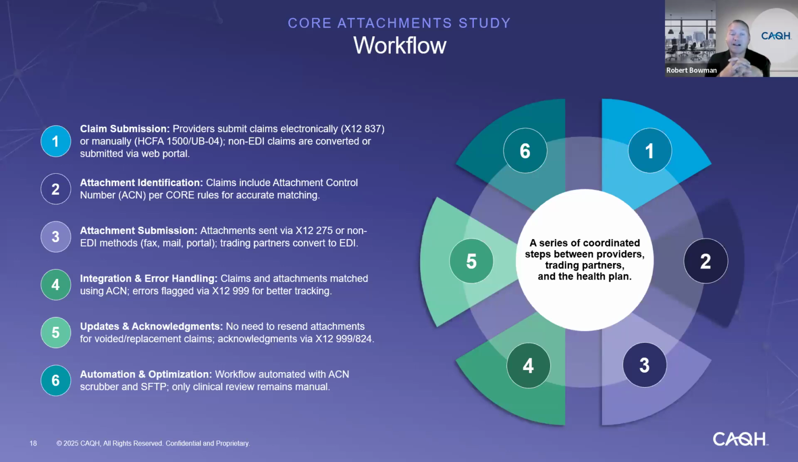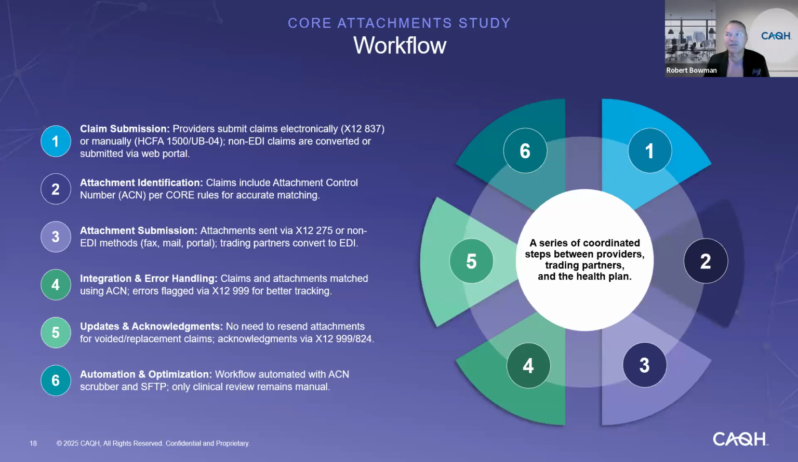Lastly, the automation optimization component: the workflow was automated with the ACN scrubber, and only clinical review remained manual. So they were able to completely automate the receipt of the claim, obviously, and the receipt of the 275, match them up, and then deposit them for that manual review. So it makes it much easier to handle the entire onslaught of attachments that this particular health plan needed to process their claims.